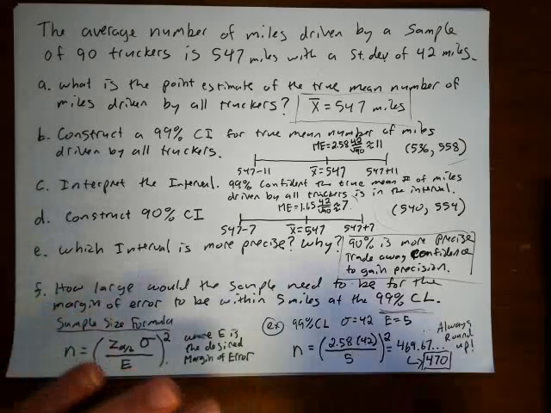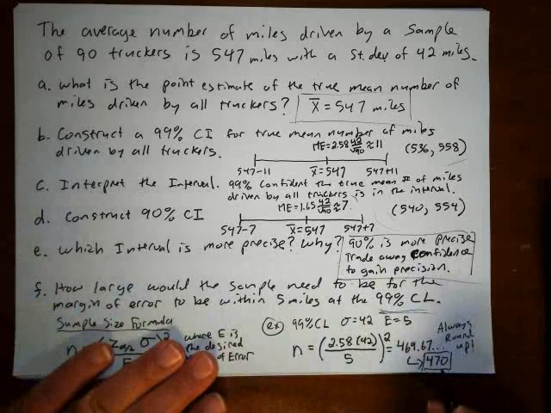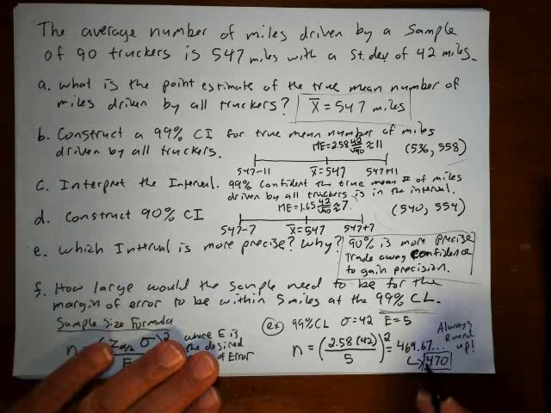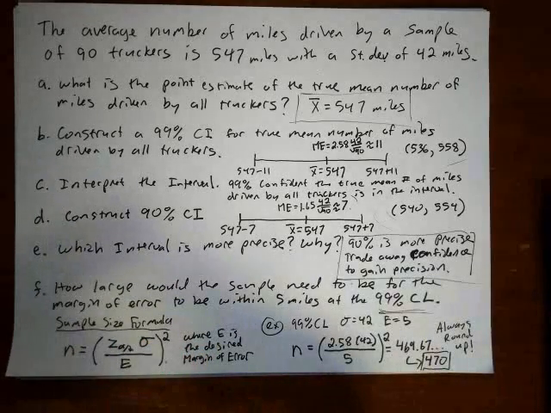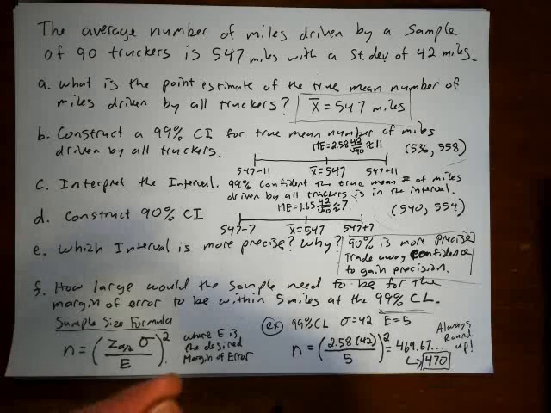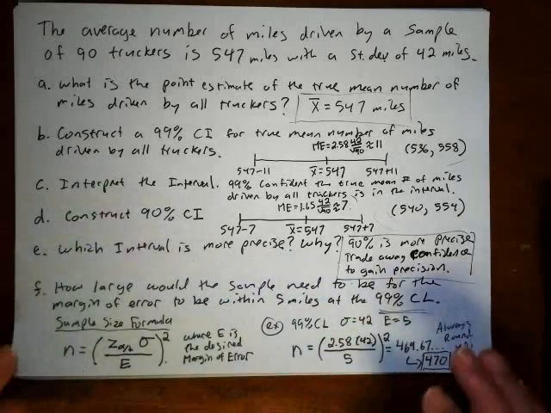And then, as long as you're willing to take out a large enough sample, in this case, 470 truckers, okay, that is kind of a large sample. But if you're willing to take it out, you can then calculate an estimate, a confidence interval that has the desired level of confidence and the desired precision. Okay, so that is really nice.